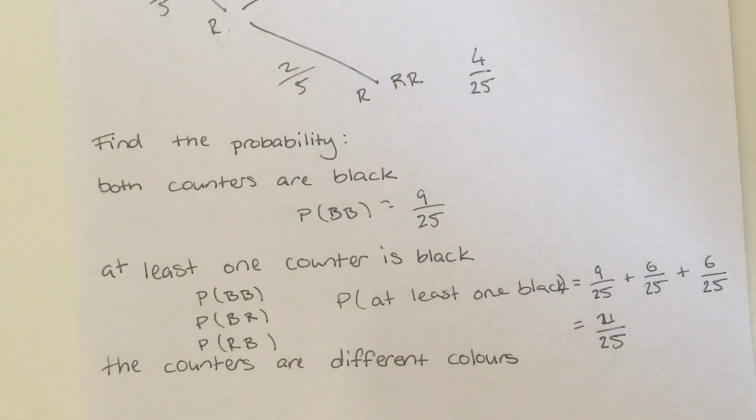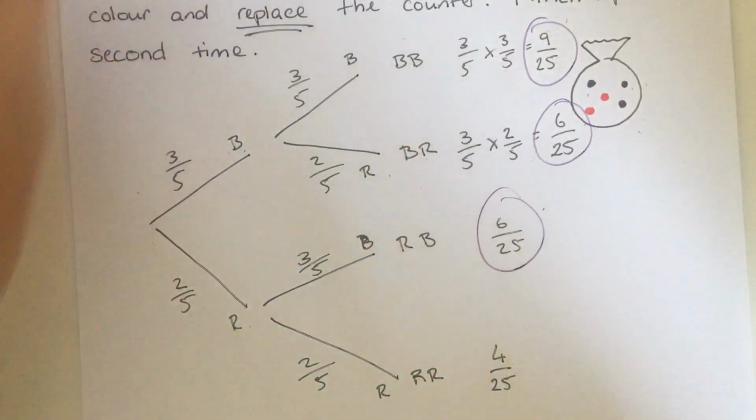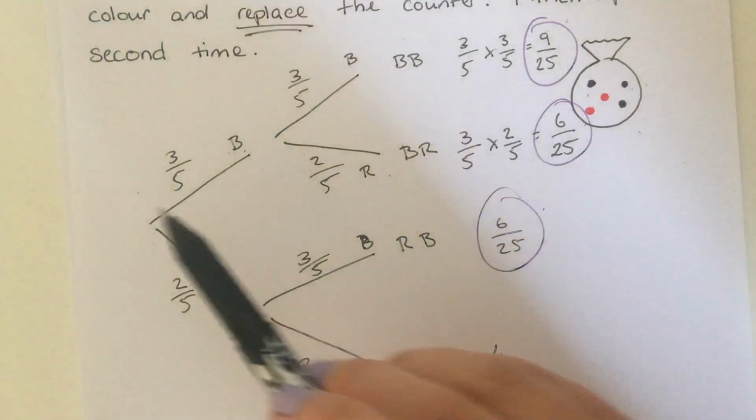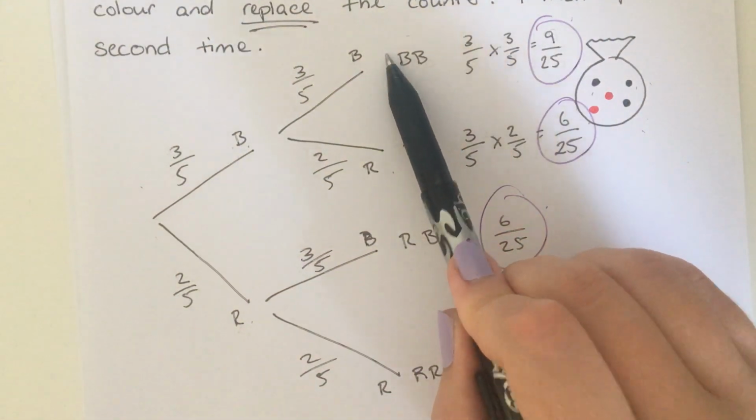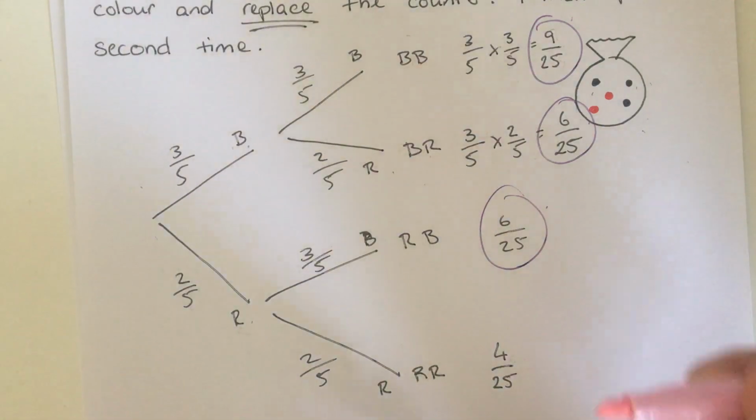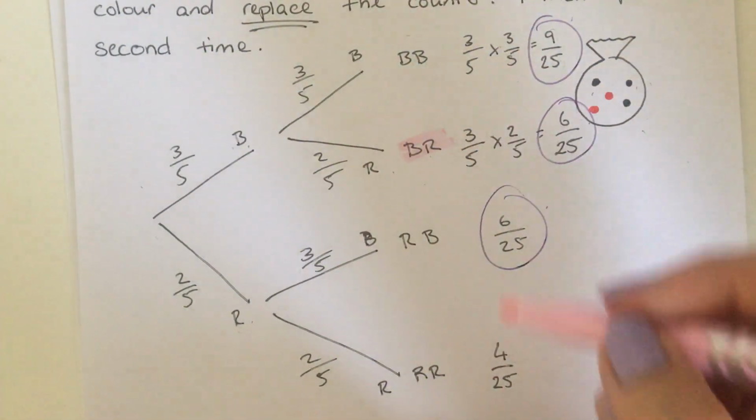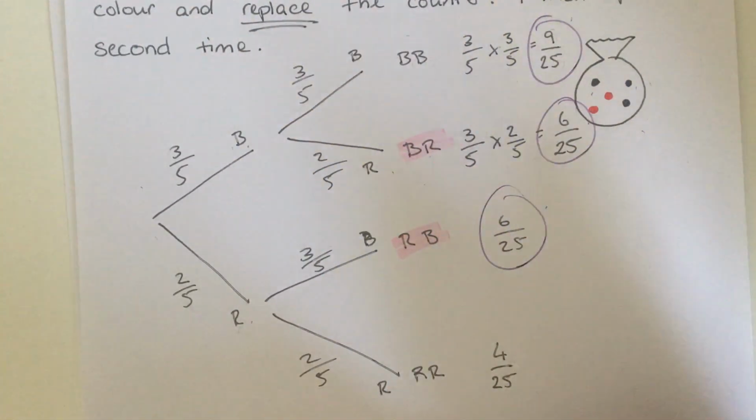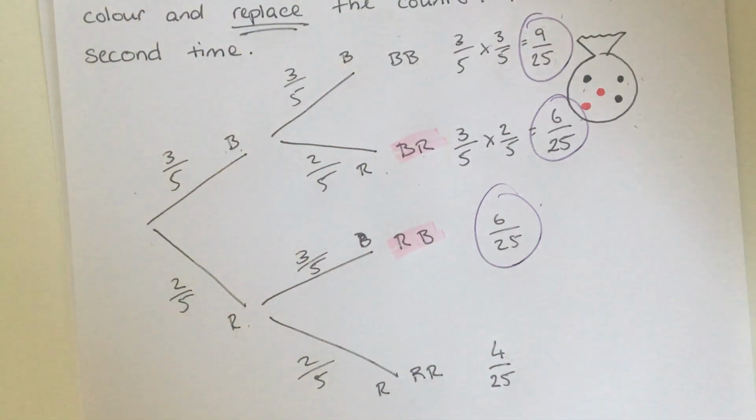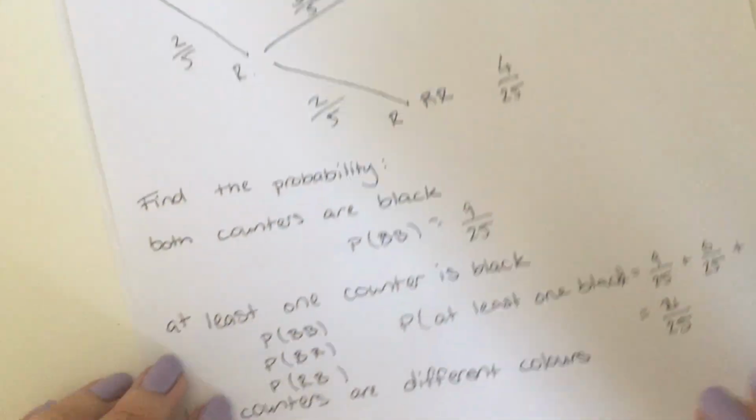And then we can use the same method for the counters being different colours. So if I go back here and ask, okay, what scenario do I get counters being different colours? Well, not here, because they're the same. However, I will get counters being different colours here, because I get one black, one red. And I also get counters being different colours here. Again, this case is not part of my scenario. So for the probability that counters are different colours, I'm going to have to add together these 2 to get 12/25.